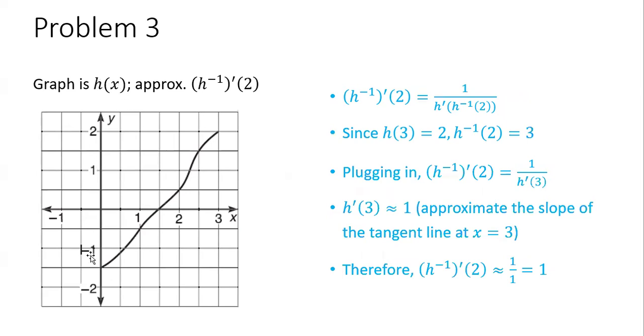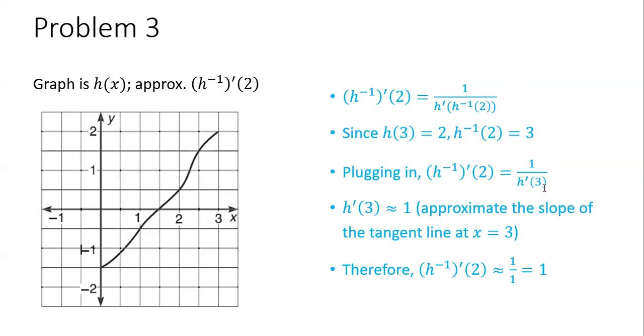When is h of x 2? That's right here, when x is 3. Therefore, h inverse of 2 is 3. We got to understand and be comfortable with the relationship between h and h inverse. Their input and output are swapped. Their x and y are swapped. So plugging it into here, we get 1 over h prime of 3.